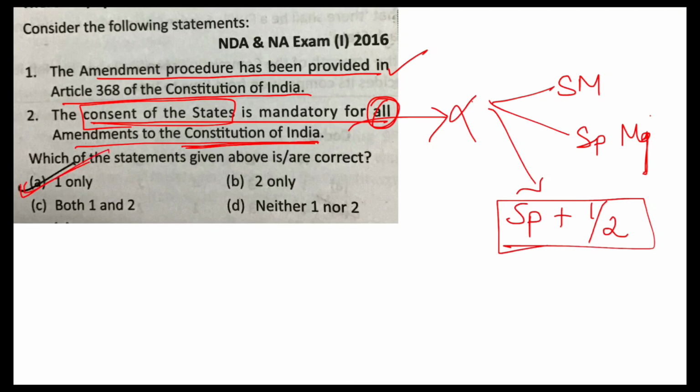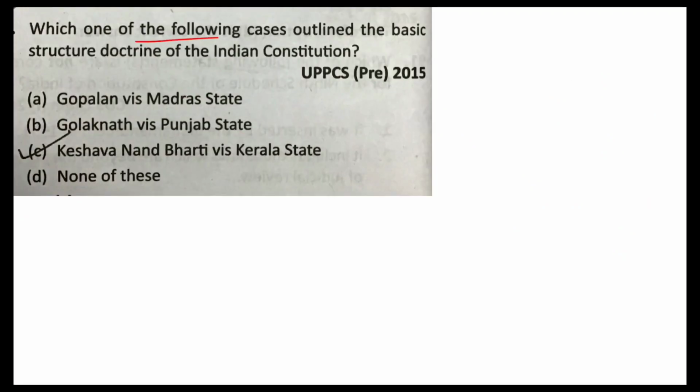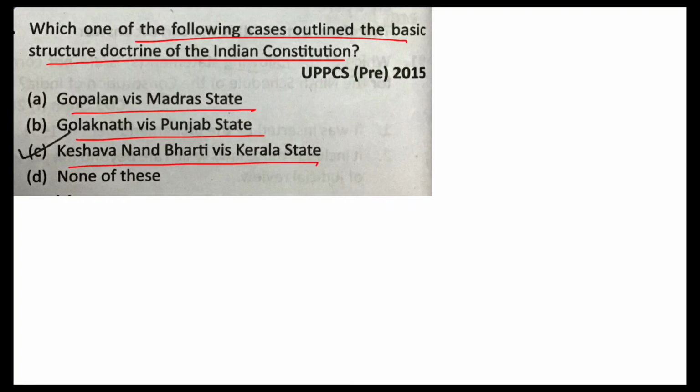A is the answer. Next, which one of the following cases outlined the basic structure doctrine of the Constitution? Gopalan versus Madras State, Golaknath versus Punjab State, Keshavananda Bharati versus Kerala State, or none of these. C, Keshavananda Bharati, is correct.